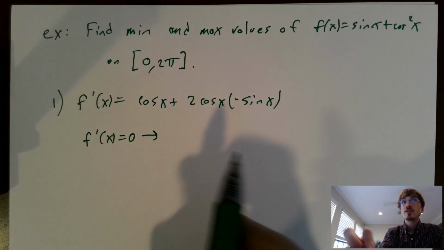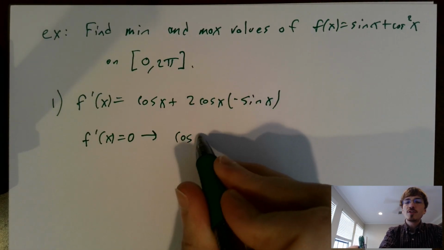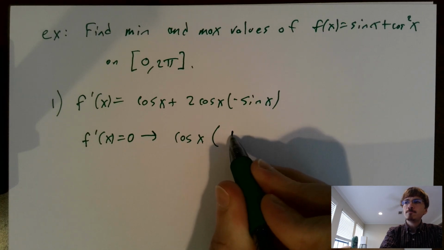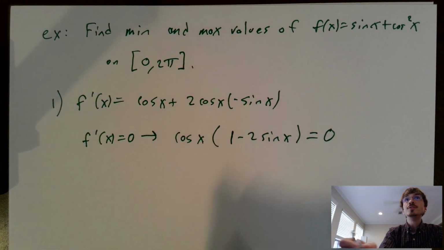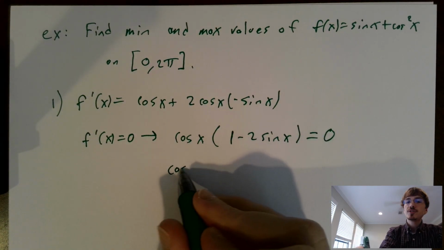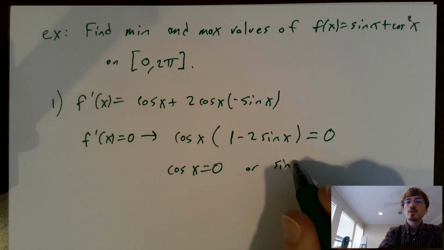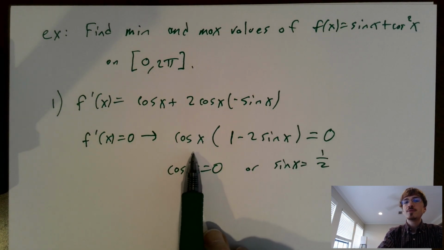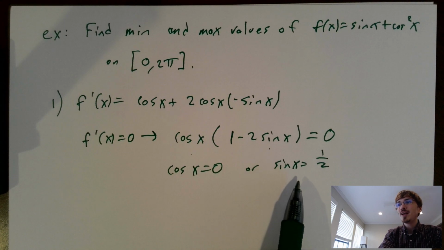Well, we need a factor. I see a common factor of cosine of x. So we have cosine x times 1 minus 2 sine x equals 0. How do we solve this equation? We set each term equal to 0. So either cosine of x is 0, or 1 minus 2 sine x is 0, which means that sine of x has to be 1/2.